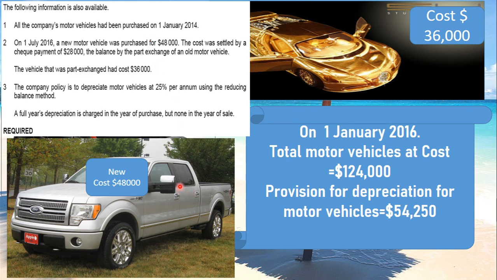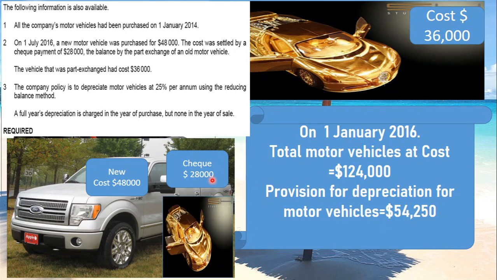That's the question. The cost was settled by check payment of 20,000. We are going to make a payment of 20,000 by check, and the remaining, that is 48,000 minus 28,000, is equal to 20,000. Instead of paying 20,000, we are going to give this old yellow car, valuing it at 20,000, to the supplier. That's what you need to understand. So the old motor vehicle was valued at 20,000. Initially it was purchased at 36,000, and on the date of exchange we are valuing it at 20,000.